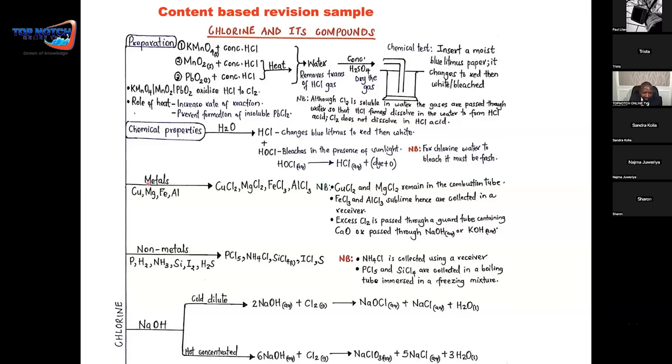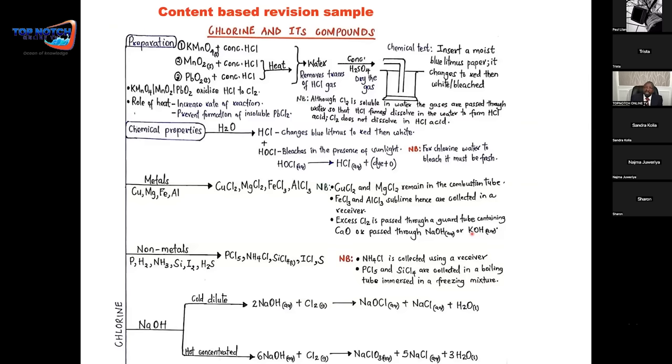Very important. With the metals, chlorine reacts with the metal to form the corresponding metal chloride, as shown there. Copper chloride and magnesium chloride remain in the combustion tube, while iron(III) chloride and aluminum chloride sublime and are collected using a receiver. Excess chlorine is passed through a guard tube containing calcium oxide, or passed through sodium hydroxide or potassium hydroxide to absorb it. This one I'm also describing is the diagram of preparation of aluminum chloride.